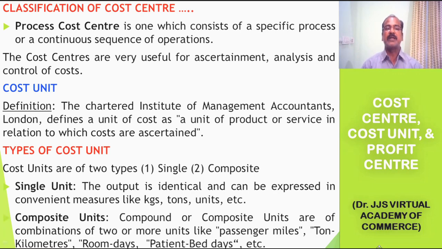Then composite cost units. They refer to compound or composite units, or a combination of two or more units, like passenger kilometers, ton kilometers, passenger miles, room days of customers, bed days, etc. These are all good examples for the concept of composite cost units.